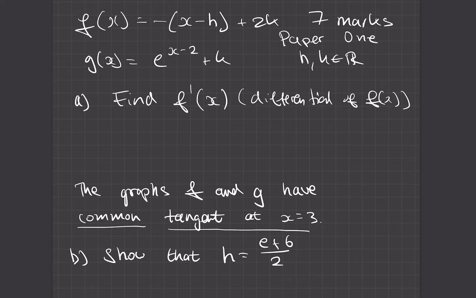Today we're going to be going over a 7-mark question from my Paper 1 exam. This is an AASL level question, and it's a functions question, so it's asking us to investigate this function f of x and this function here g of x. So the first thing it asks us to find is f prime of x, which is the same as the differential. That's just the notation we use.